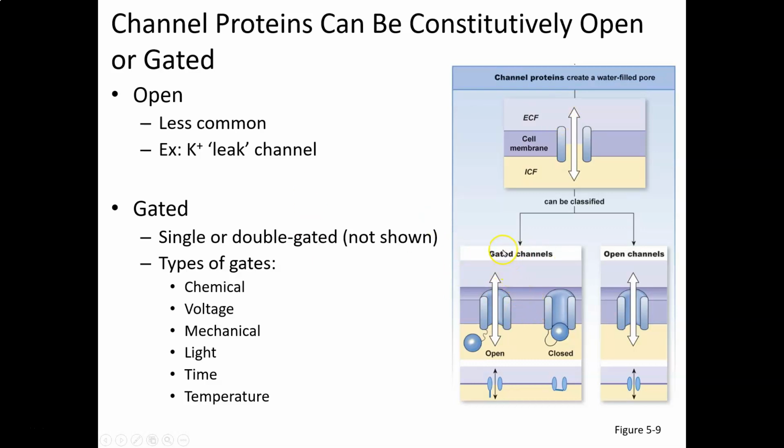Then we said that you can have gated channels, and gated channels can either be open, where things move, or closed. This is a single gated channel. Here's one on the bottom that's a little easier to represent with this little line here. And you could put in a double gated channel, where you'd put a second line here. Things that typically change the gate configuration in the human body are chemicals, voltage, mechanical stress, light, time, and temperature.